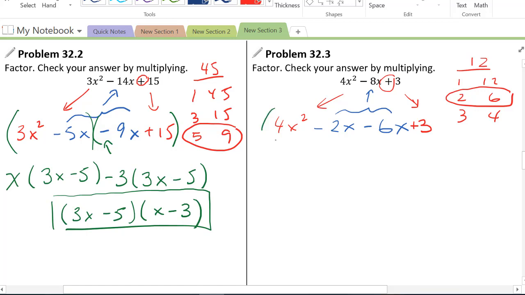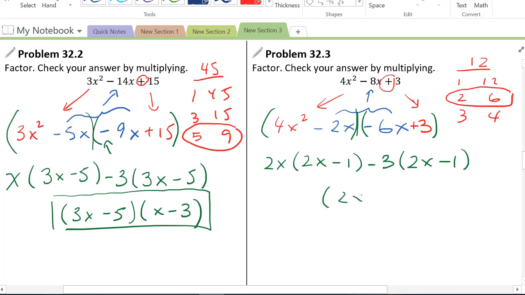Okay, now what do we do? I group factor. What can I factor in the first 2? I can pull out a 2x. What's left over? 2x minus 1. What can I factor from here? Negative 3. What's left over? 2x minus 1. What's in common? 2x minus 1. What's left over? 2x minus 3.